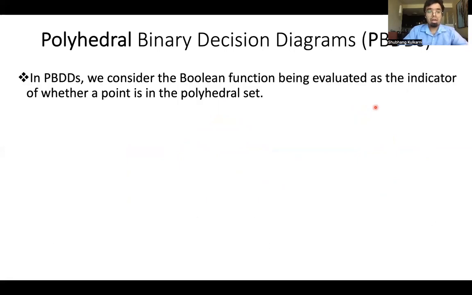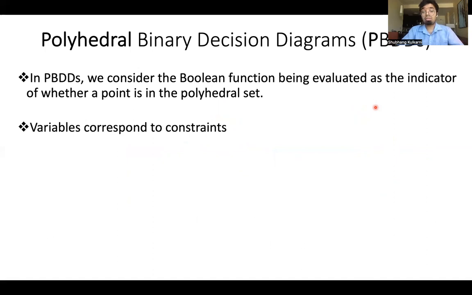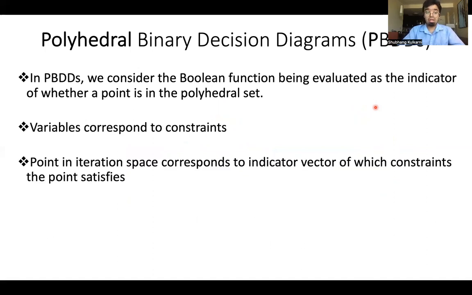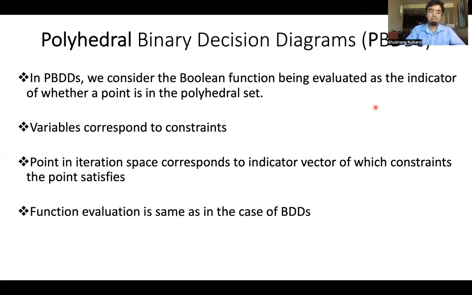And so our polyhedral binary decision diagrams are inspired by BDDs. In PBDDs, we consider the Boolean function being evaluated as the indicator of whether a point is in the polyhedral set or not. So here variables correspond to constraints, and a point in iteration space corresponds to the indicator vector of which constraints that point satisfies. Then the function evaluation remains the same as in the case of the BDD.